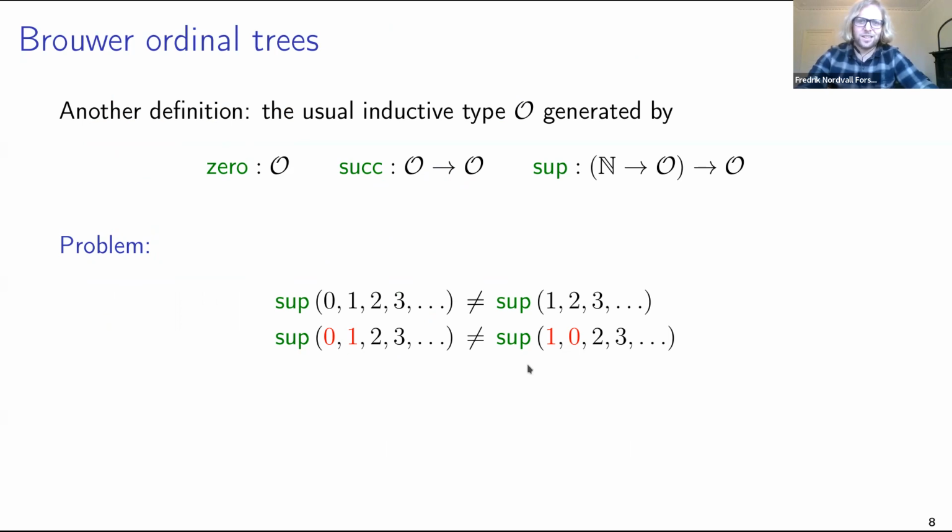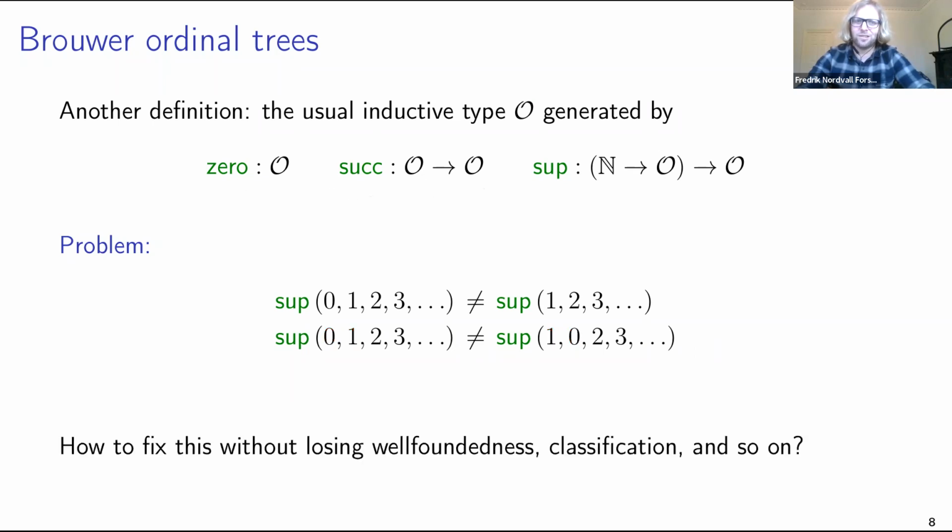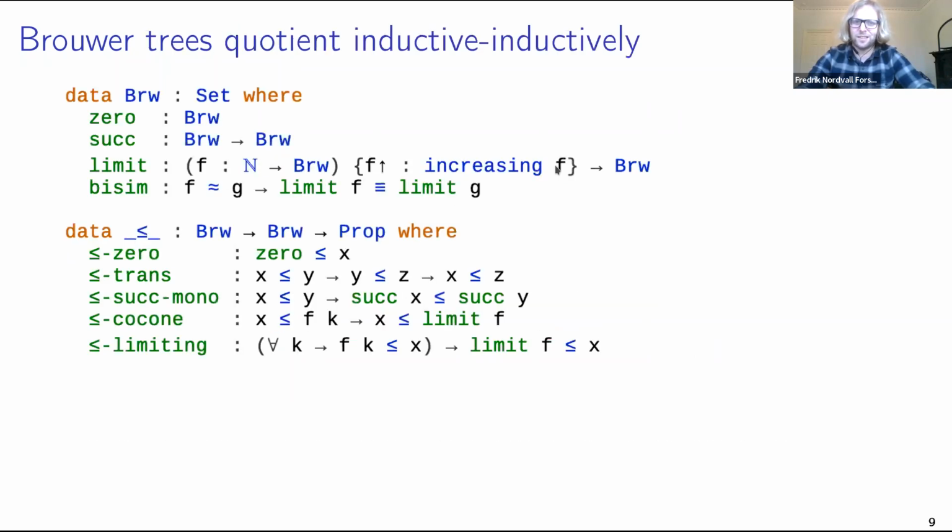And in general, it also takes care of the problem that you can have the supremum of a constant sequence if you don't insist on these things being equal. And then you can't tell if that supremum of the constant sequence is actually equal to 0 or a successor, right? So you would lose classification if you didn't insist on strictly increasing sequences.